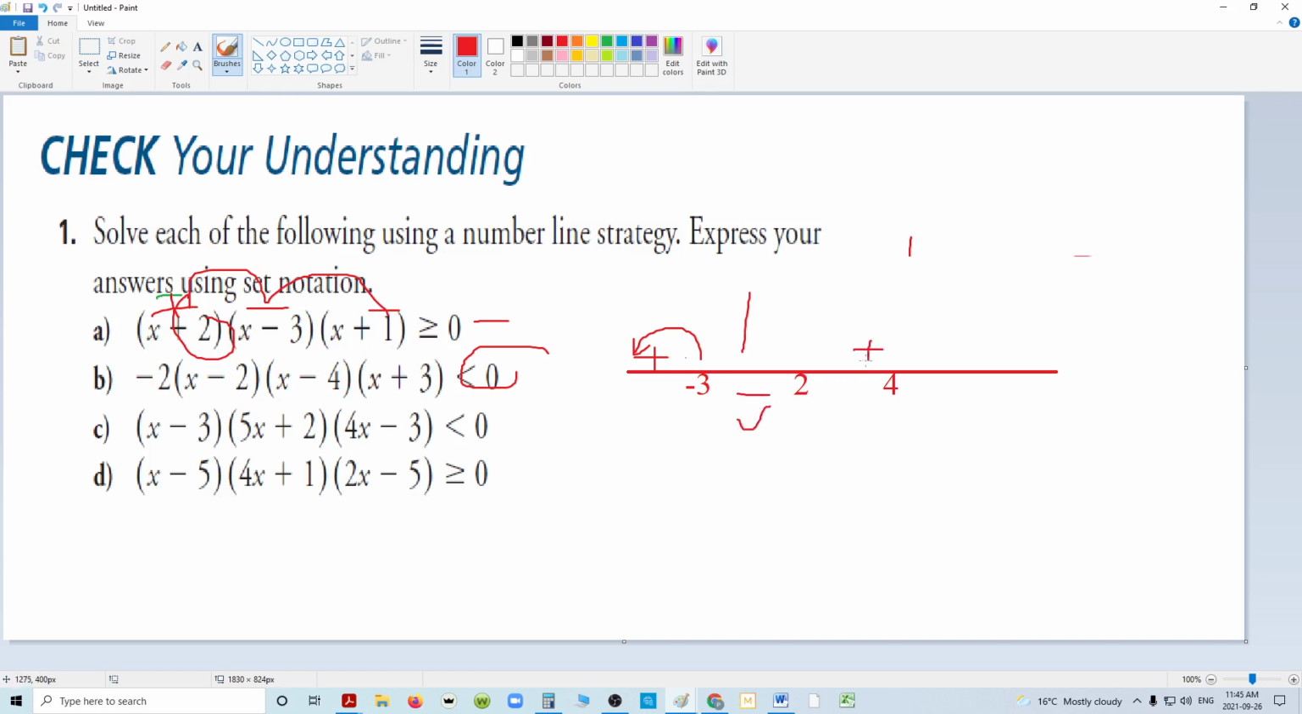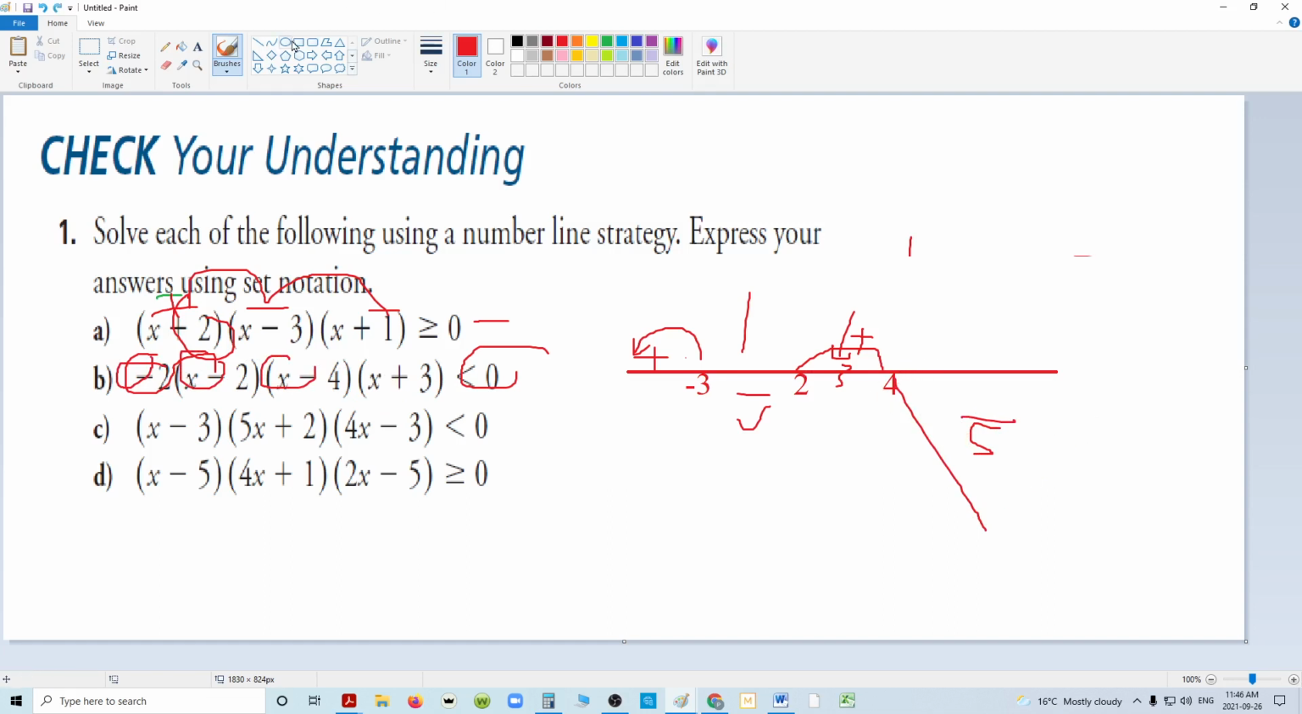I know it's going to be positive here, but I'm going to take a number in between, which is 3. So I get a minus. 3 minus 2 is positive. 3 minus 4 is negative. And 3 plus 3 is positive. So I get a negative times a positive times a negative times a positive. It ends up positive. So that tells me this zone is positive, and it's not what I'm looking for. And I take a 5 to see what happens beyond. I get a negative, positive, positive, positive, which gives me negative. So everything after 4 is what I'm looking for.